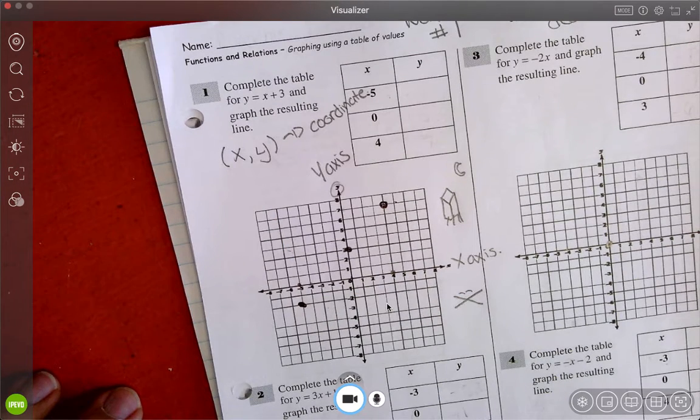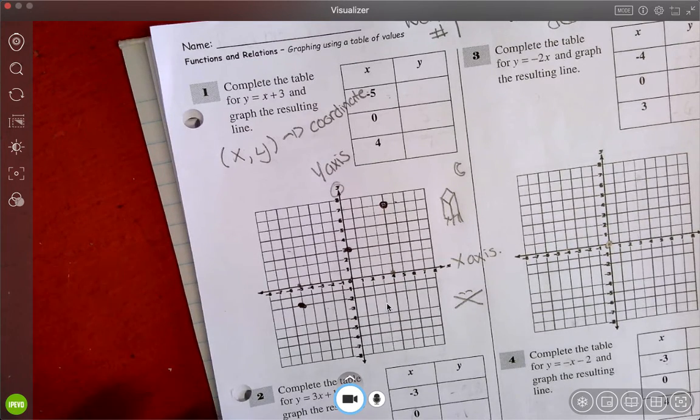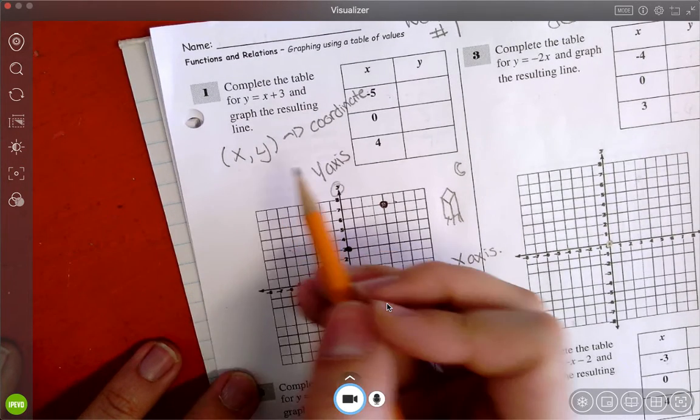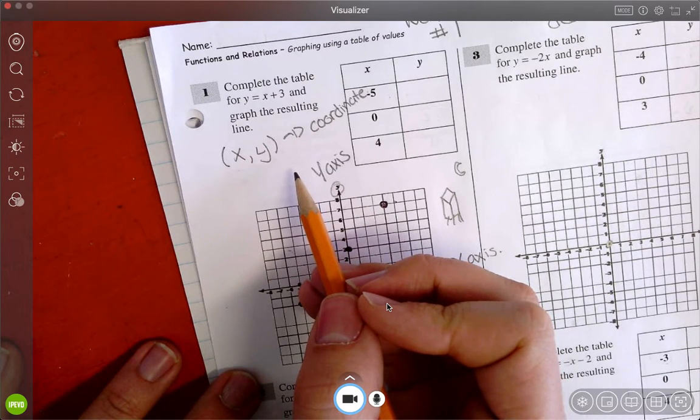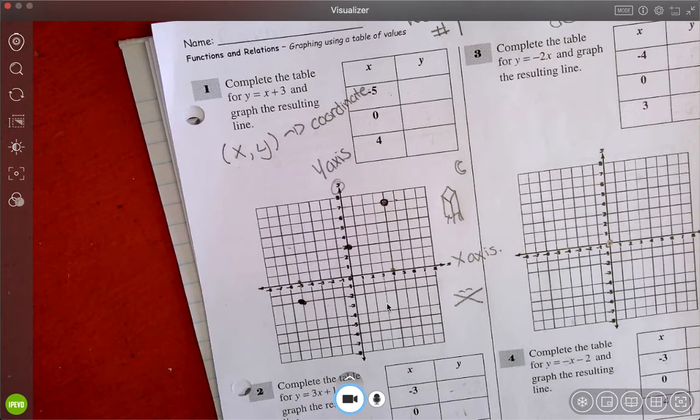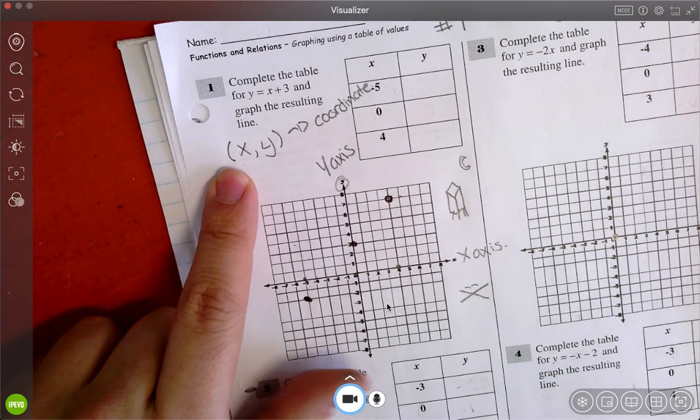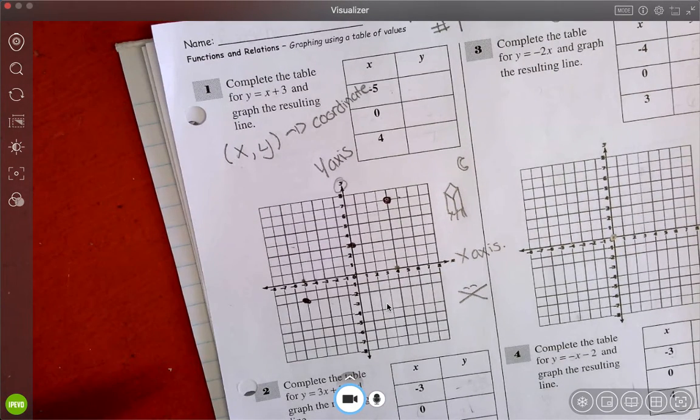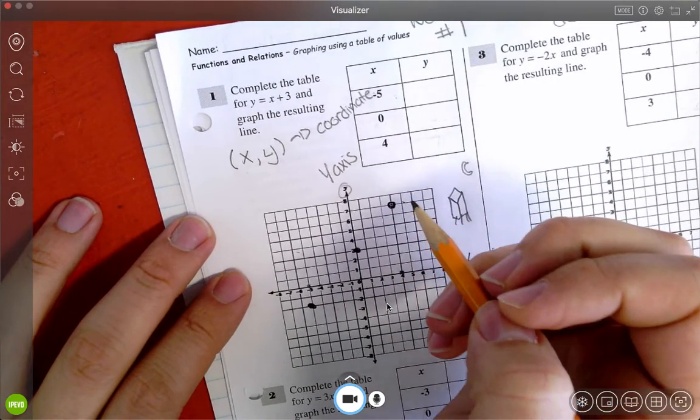A coordinate is always written out as X first and then Y second. The X always comes first, the Y always comes second. And why is that? Because it's alphabetical order. If you go A, B, C, D, E, F, G, H, I, J, K, L, M, N, P, Q, R, S, T, U, V, W, X, Y, and Z, X comes before Y. So if ever you don't know, you can remember it's alphabetical order. You can write it on your memory aid.